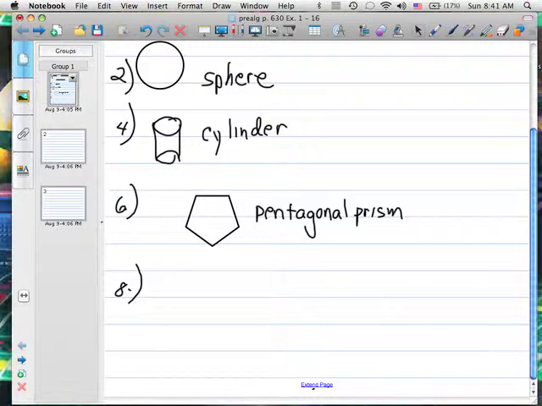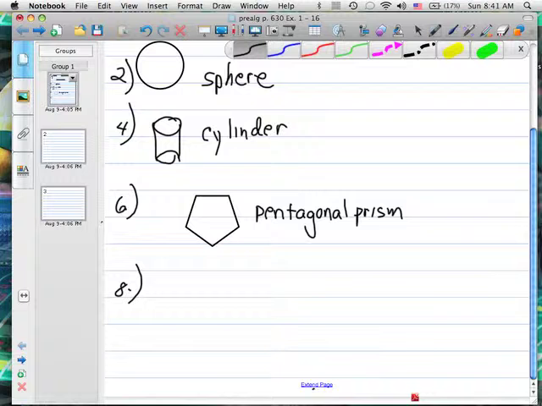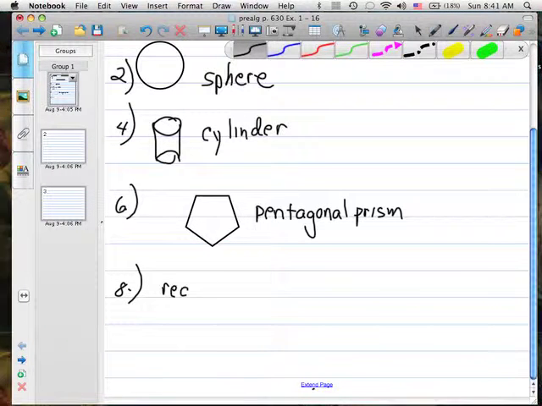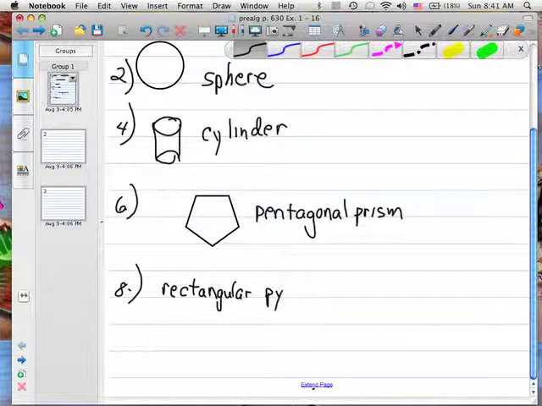Number 8 is an upside down pyramid. And its base is a rectangle. So you always name pyramids by their bases too. Rectangular pyramid, since it comes to a point.